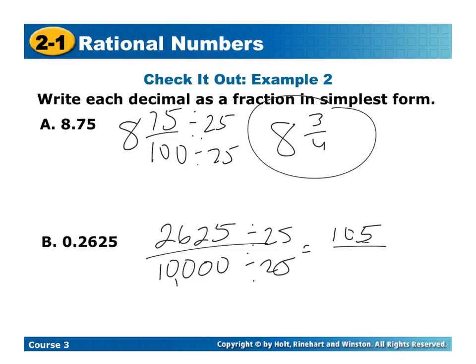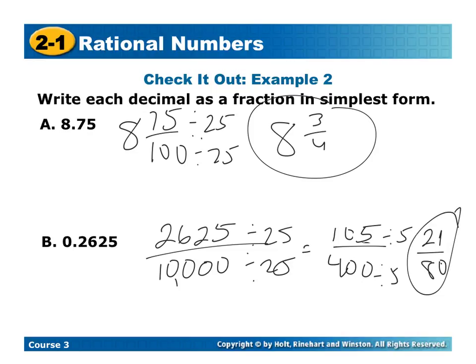And 10,000 divided by 25 gives us 400. Each of these is divisible by 5. So this is going to be 21 over 80. And then that's as far as we can go.